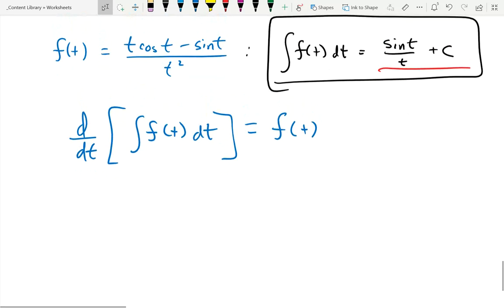Okay, that makes sense. Okay, so let's do this. Let's take the derivative of sine t over t plus c.